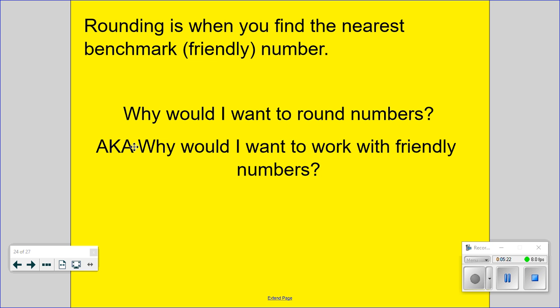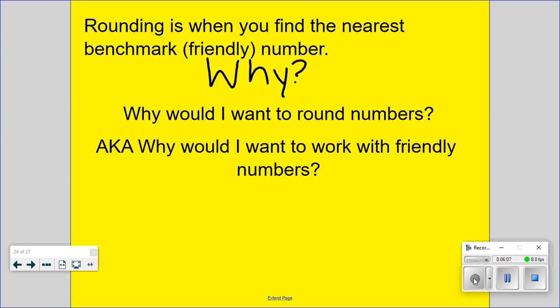On your paper, I want you to write the word why in pretty large letters, like two or three lines big. Why? I want you to think about that question. Why are we learning how to round? What's the point? Turn to the people at your table and tell them what you're thinking. Why would I want to round? I want to know, why are we doing this?